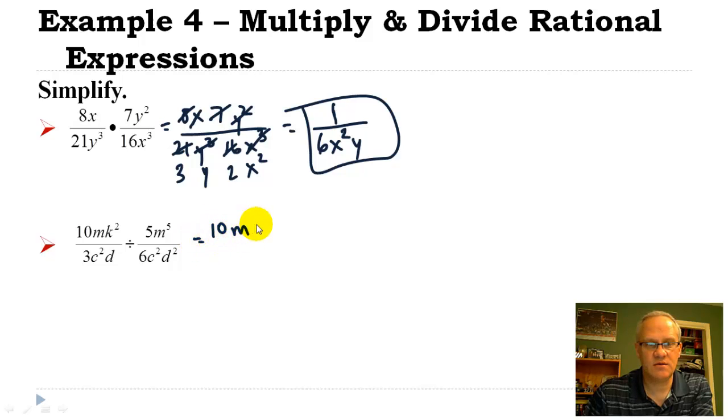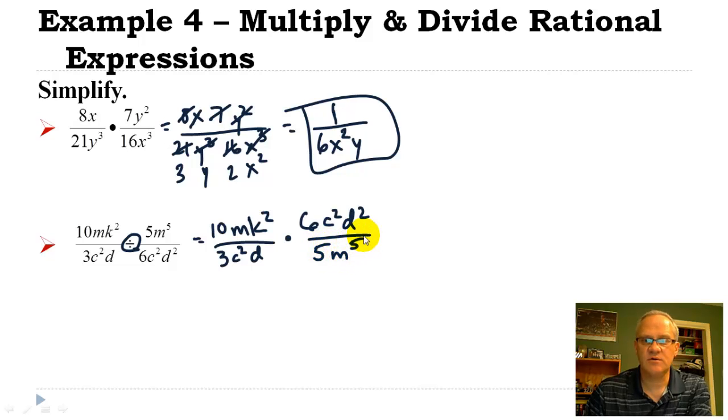All right, now, on the second one here, we have 10mk squared, 3c squared d. Now it's division, so we are going to flip it and turn it into multiplication. So now the 6c squared d squared will be on top, and the 5m to the fifth will be on the bottom.